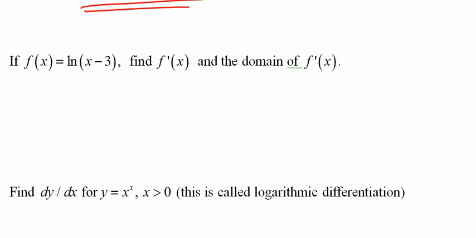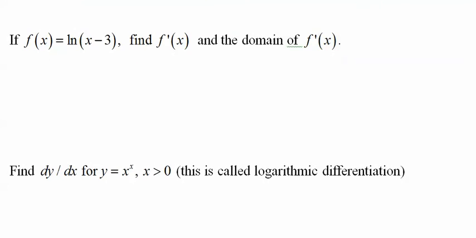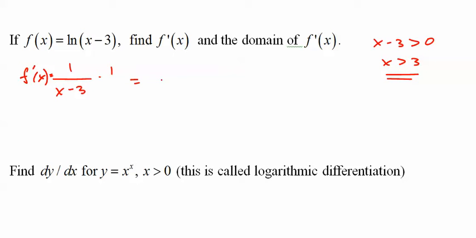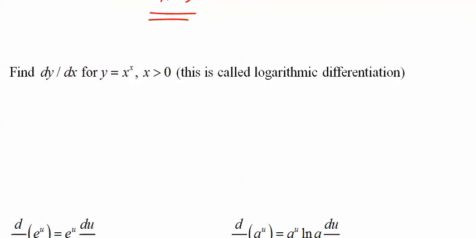So, find the derivative and the domain. For the domain, look at the original. x minus 3 has to be greater than 0, can't equal 0. x has to be greater than 3. And then after you take the derivative, 1 over x minus 3 times 1, f prime of x equals 1 over x minus 3. Okay, according to that, it can't equal 3. It wasn't, so this is my domain. That's my derivative. And I already showed you logarithmic differentiation.